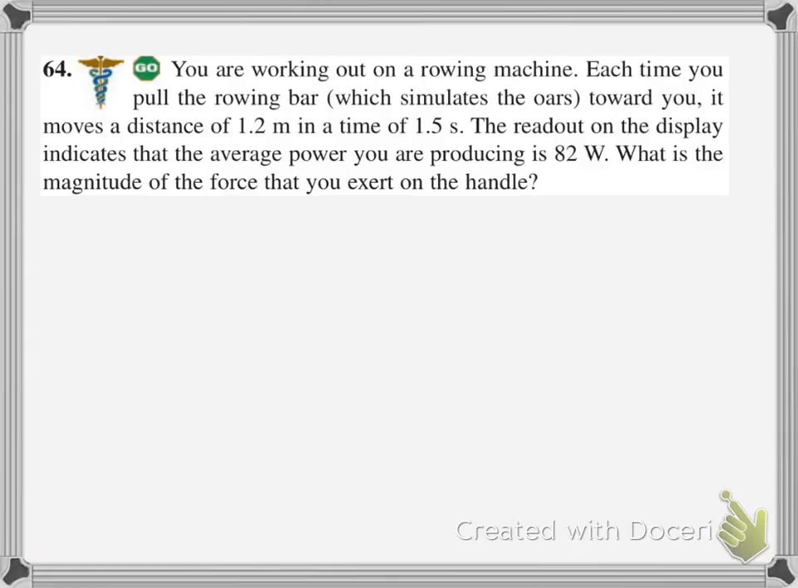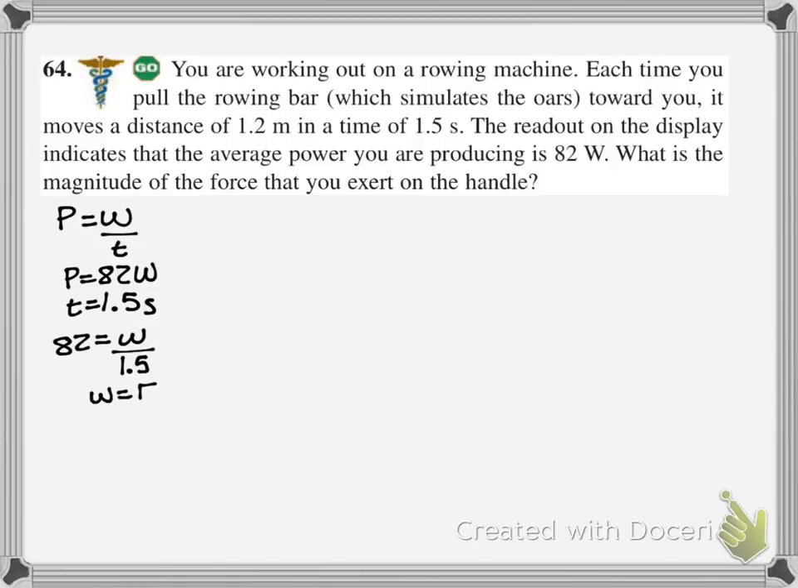So, since we are given the power, we can use the formula that the average power is equal to the work divided by the time. We are given in the problem that the power is equal to 82 watts, and that the time is equal to 1.5 seconds. So we can plug that into the formula, which is 82 equals the work, which we do not know, divided by 1.5. And now we know that work is equal to the force times the displacement.